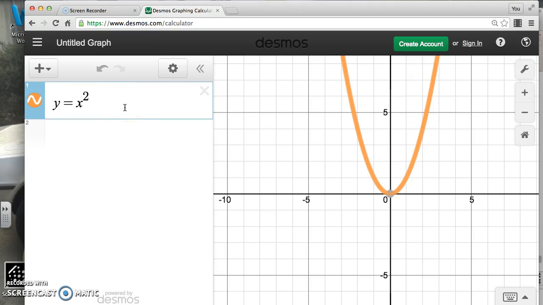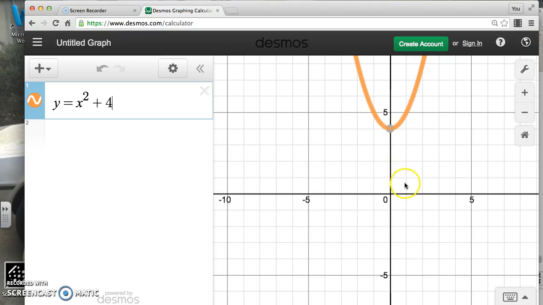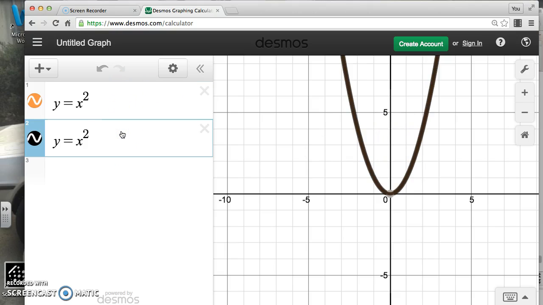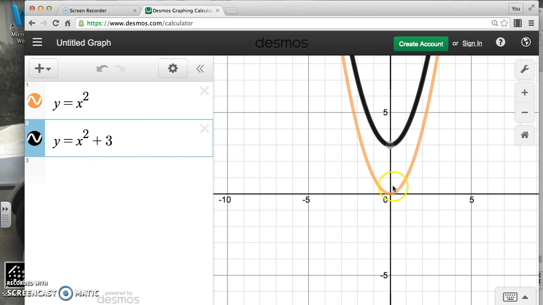So the other thing we learned here is if you have a standard parabola and you want to shift it up, adding a number like 4, for example, shifts the same parabola up 4. All right, let's go back to our standard one. Let's open a new one, and again, let's put plus 3 this time. It shifts it up 1, 2, 3. So this is very much like changing the y-intercept if we were talking about slope-intercept form.